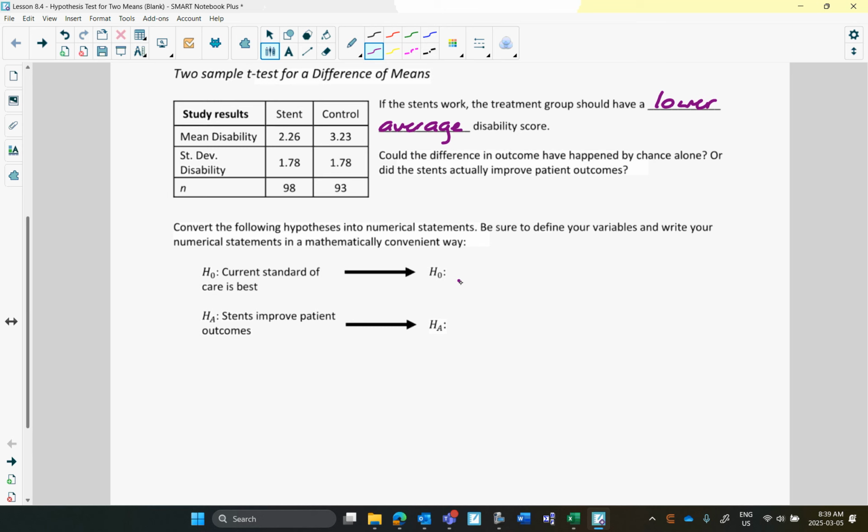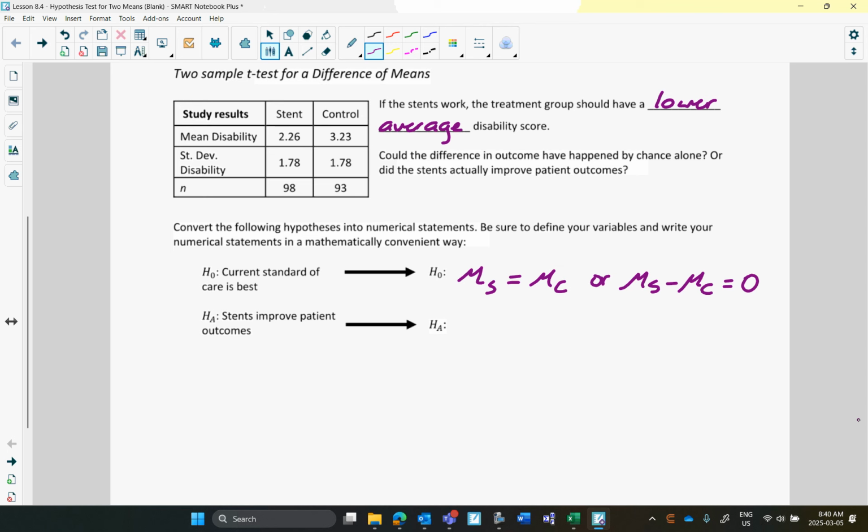So we could say it one of two ways. The average disability score for the stent group is going to be the same as the control group. So that means that the stent group didn't have a positive impact. Or if we take the average disability score of the stent group, subtract the average disability score of the control group, it's nothing. There's no difference. Either one of those is correct.